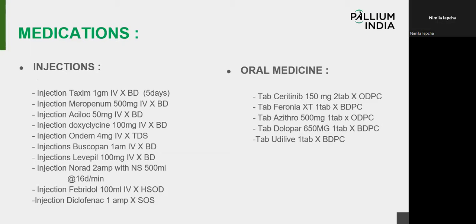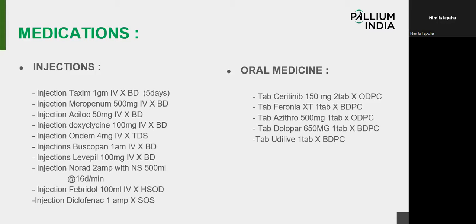Coming to medication, injection Taxim 1 gram BD was given for 5 days, and after that injection meropenem 500 mg BD was started. Injection Aciloc 50 mg BD, injection doxycycline 100 mg IV BD, injection Ondem 4 mg IV TDS before food, injection Buscopan IV BD, injection Livipil 100 mg BD.